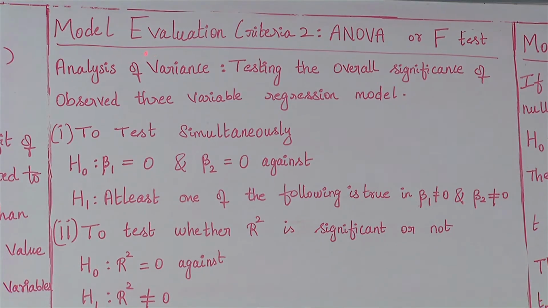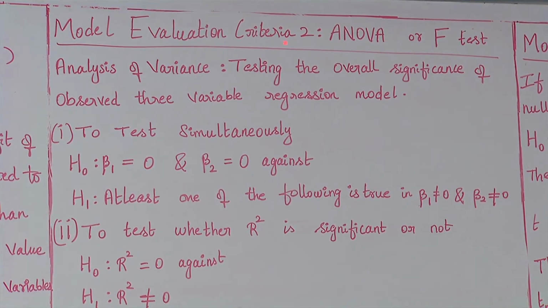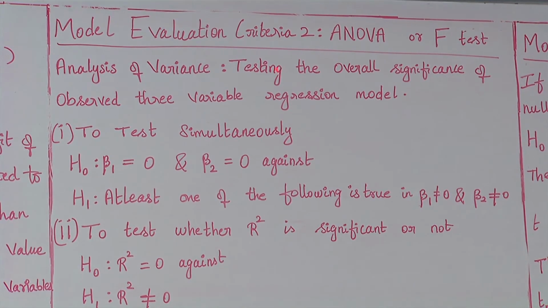The model evaluation of MLRM is also done with the help of the second criterion, criteria 2, ANOVA, which is also called the F test. ANOVA is analysis of variance, which involves testing the overall significance of the observed 3 variable regression model. The 3 variable regression model implies a multiple linear regression model.